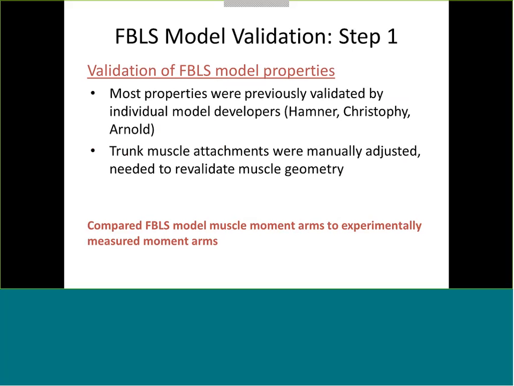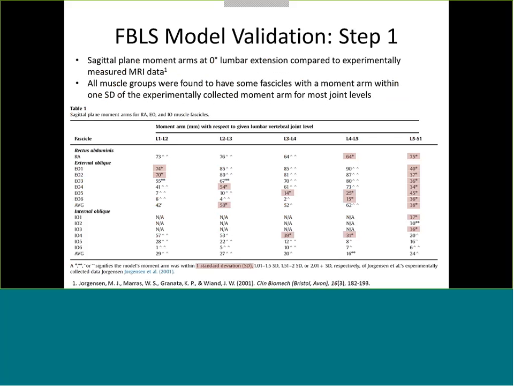So we just needed to revalidate some of the trunk muscle geometry to ensure that these muscles were reattached to their proper locations. So to do this, we compared our model's trunk muscle moment arms to experimentally measured ones that were obtained using MRI data. Specifically, we were looking at sagittal plane moment arms in the neutral spine position. And we found that all the trunk muscle groups had at least some fascicles with the moment arm within 1 standard deviation of experimentally collected data at most of the joint levels.